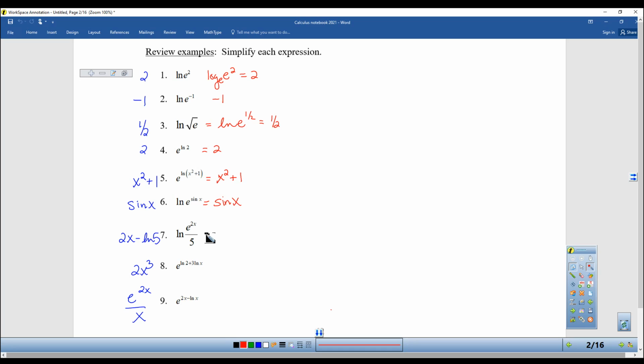But now we have a dilemma. Your first step is going to be to use the property that says if you have a log of u over v, you can change it to log of u minus log of v. In this case, natural log, but the rule still applies. So only this one simplifies. The ln and the e cancel each other out, but nothing's going to cancel out that ln of 5, so that's going to stay.